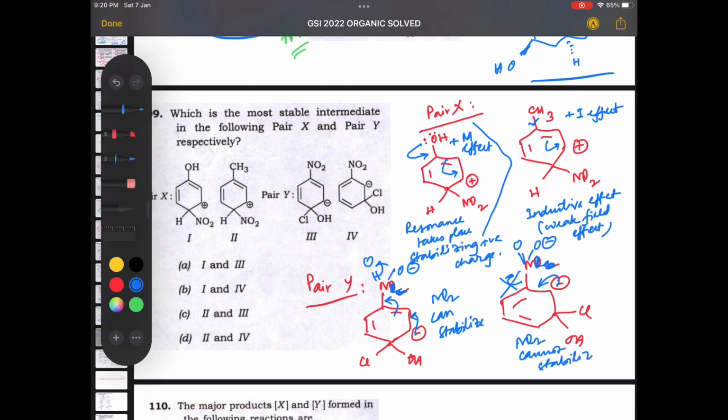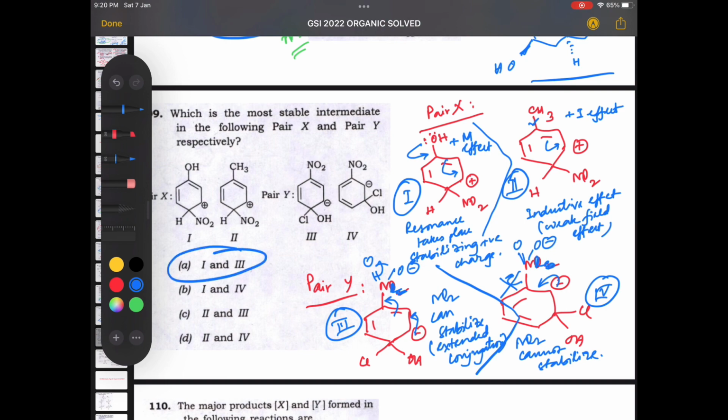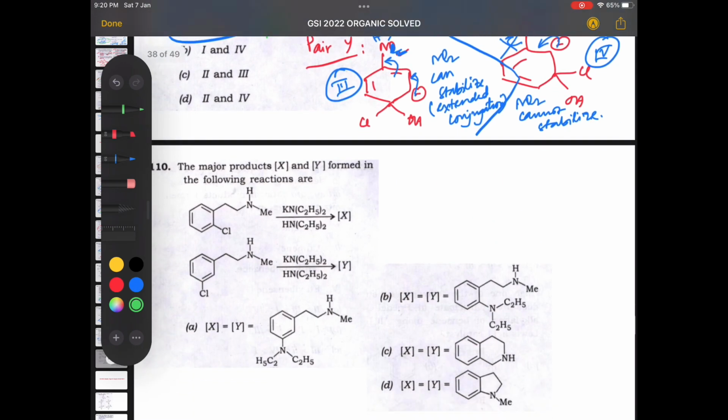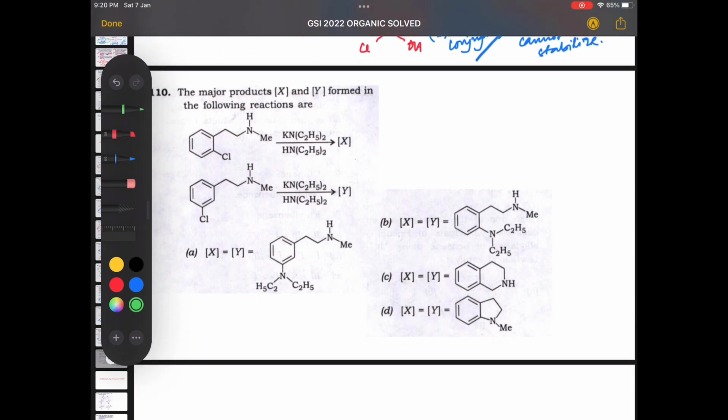So hence we see that in number 3 there is extended conjugation present for the negative charge to go to the NO2, but in case of number 4 such extended conjugation is not present. So hence we can say that number 3 is more stable than number 4. So 1 and 3 are the stable ones. So option A is the answer.